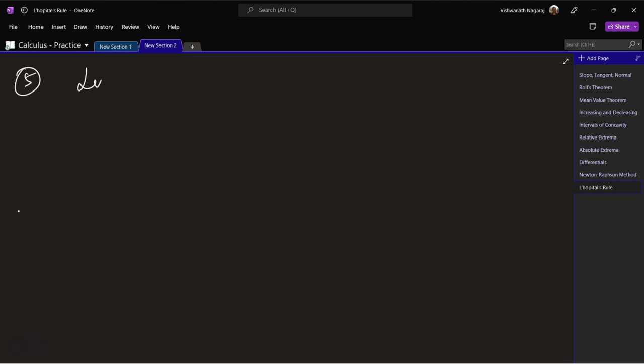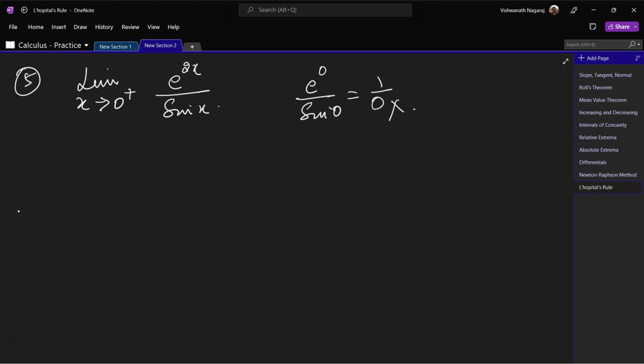Okay, fifth one, limit as x approaches 0 from the positive side of e to the power of 2x by sin x. Again, do the direct substitution, you get e to the power of 0 by sin 0, which gives us 1 by sin 0, which is 0, right? It is not any particular indeterminate form. So we can't use this itself, which means we can't apply L'Hopital.